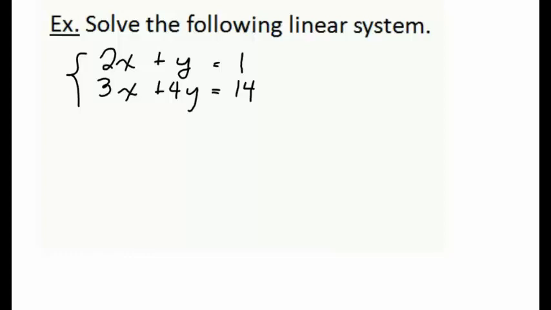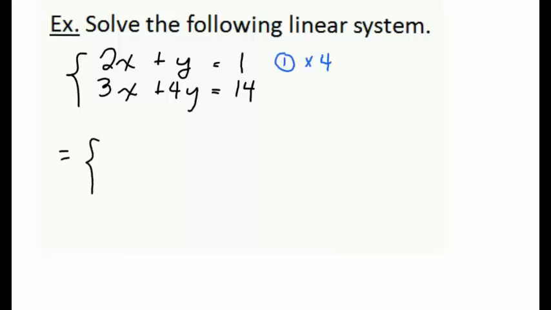Now, in step 1 of the elimination method, what we want to do is adjust our coefficients so that one of our variables has a similar coefficient in both of our equations. So notice here that we have a single y and a positive 4y. So what we could do is take this entire equation and multiply everything by 4, and then we have a similar coefficient for both of our y's. So I'm going to go ahead and do that. I'm going to take equation 1 and multiply by the number 4.